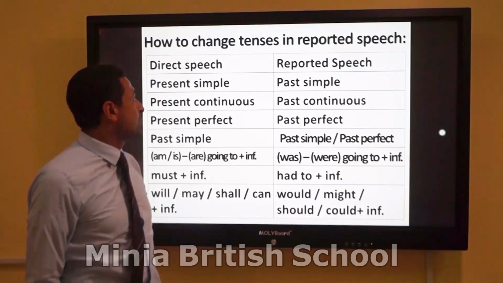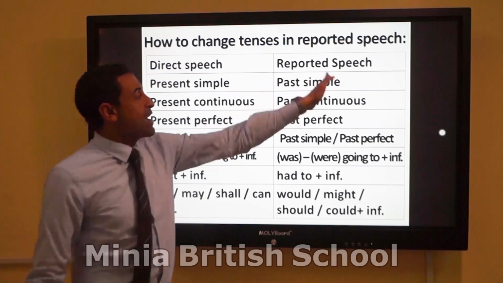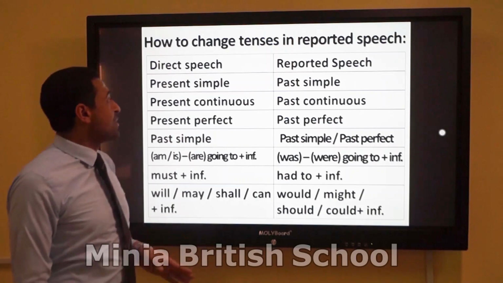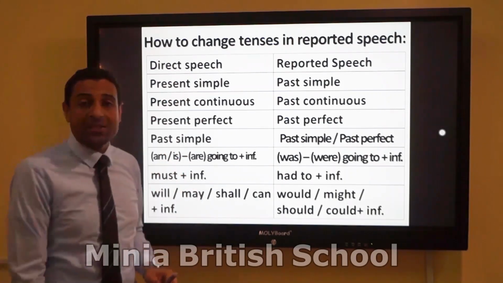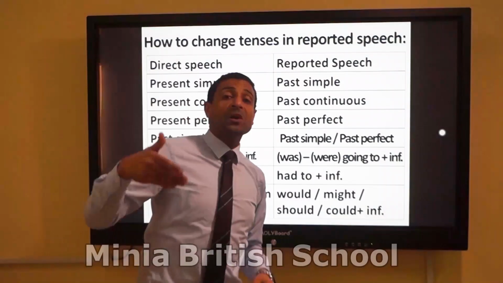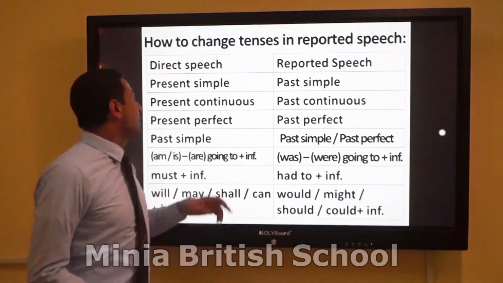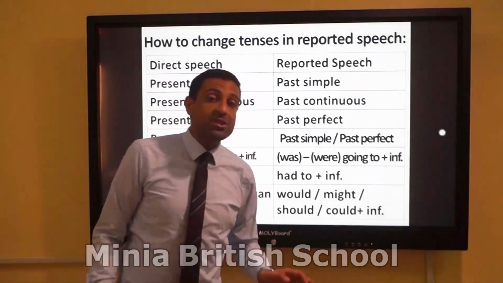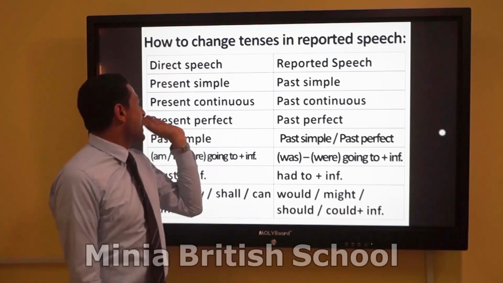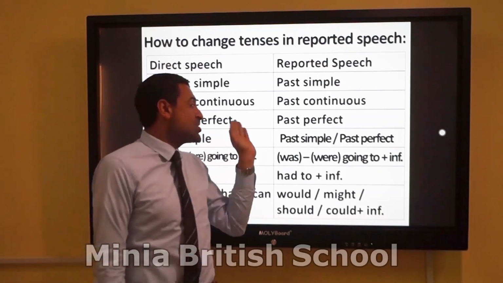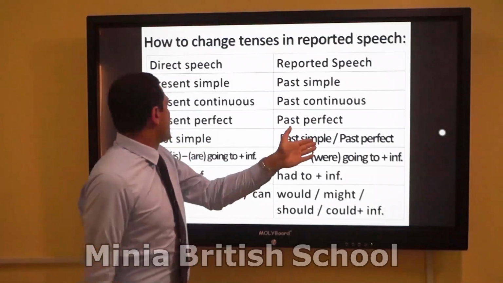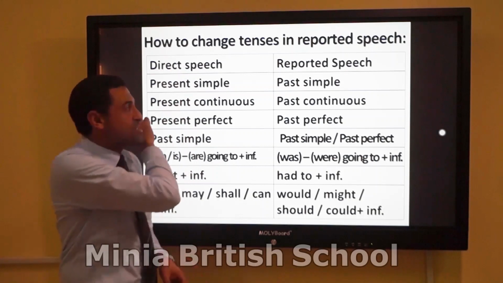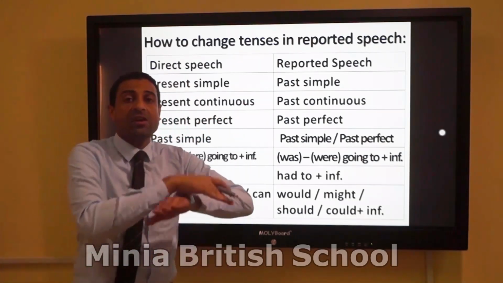Look at this table carefully. Here we have direct speech, and on the other side we have reported speech. If you look here, you can see present simple for direct speech. I change it to past simple. And here the present continuous, I change it to past continuous. And here the present perfect, I change it to past perfect. So here, if you can see present, present, present for direct speech, for the reported speech you cannot find the present tense here.